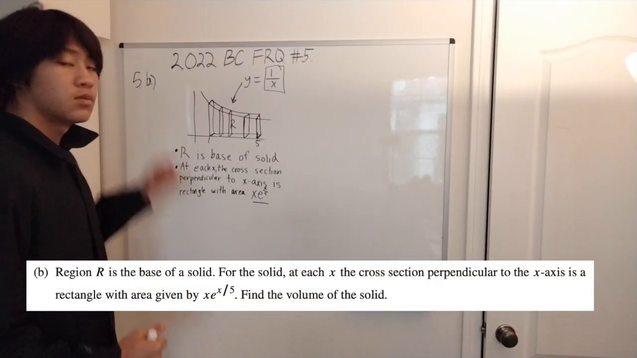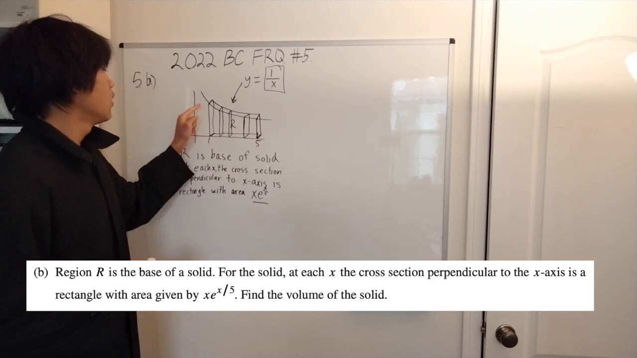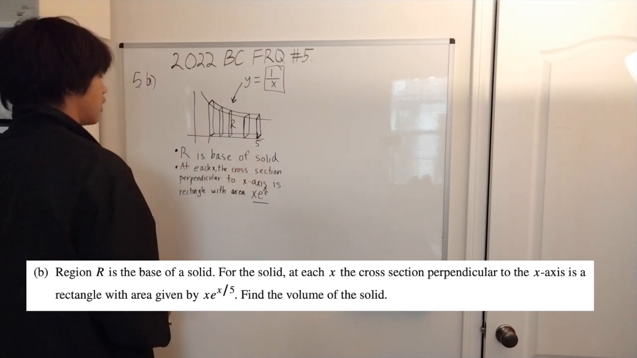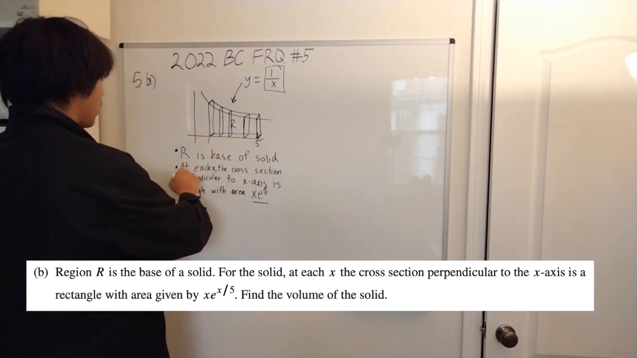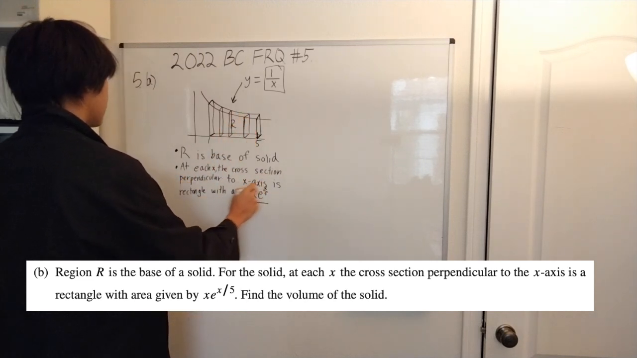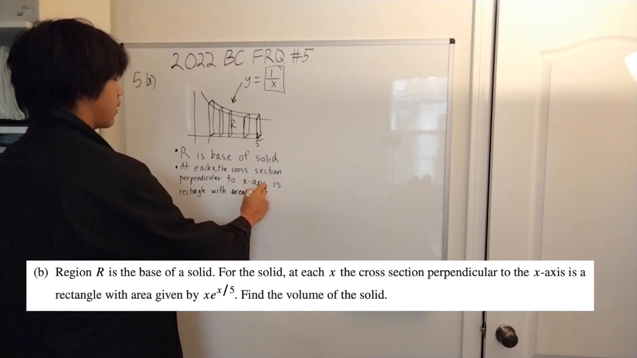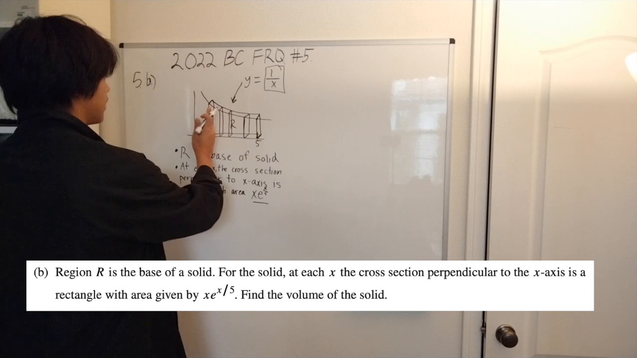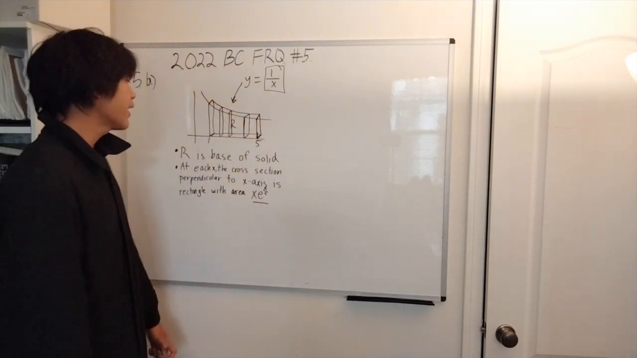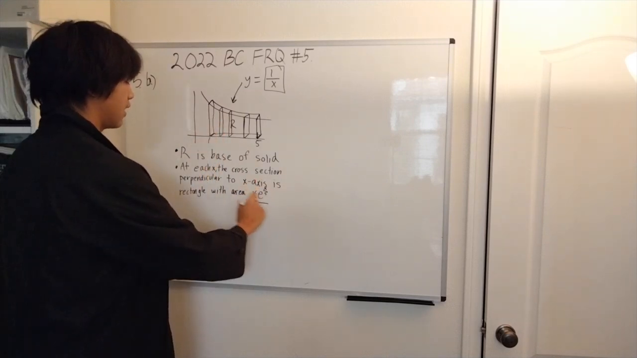Alright, let's move on to something a little more interesting. 5b. So now, we're still using the same area R, but R is now the base of a solid and we're finding a volume. So at each x, the cross-section perpendicular to the x-axis is now a rectangle with area x times e to the power of x over 5. So we're basically adding up a bunch of rectangles now. And we don't actually need to know the length of the rectangle. All we need to know is that this is the area.